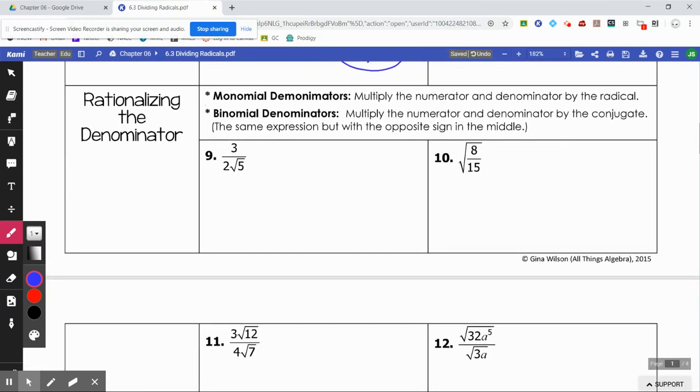Rationalizing. Now, rationalizing is the process of getting a radical off, in this case, the denominator. Later on, we'll rationalize numerators, but to rationalize the denominator, we need to get rid of this radical. Here's how you do it. If it's a monomial denominator, which means just one term, you simply multiply the numerator and denominator both by that radical. If it's a binomial, you're going to multiply the numerator and denominator by the conjugate. The same expression, but opposite signs in the middle.